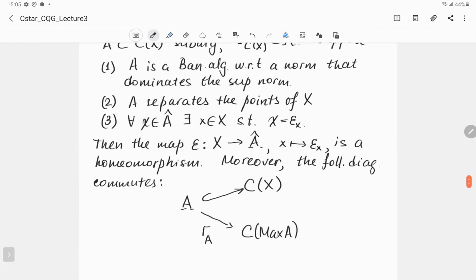So it acts from here to here, epsilon dot. So I claim that this diagram commutes. In other words, after we identify X with the maximal spectrum by means of this homeomorphism epsilon, the Gelfand transform gamma becomes just the inclusion map of A into C of X.